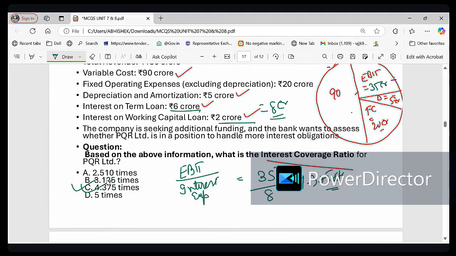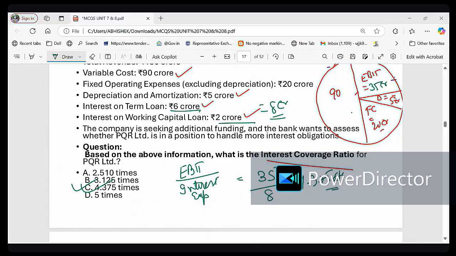That is actually a strong position. It tells the bank that we are financially healthy. Even if the profit drops, we can still pay the interest, right? And this is what the bank assesses before giving the loan. Please tell me, is the concept clear regarding this interest coverage ratio? How to go about solving a problem based on interest coverage ratio, right?